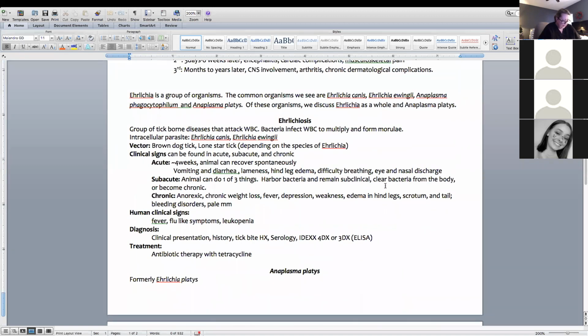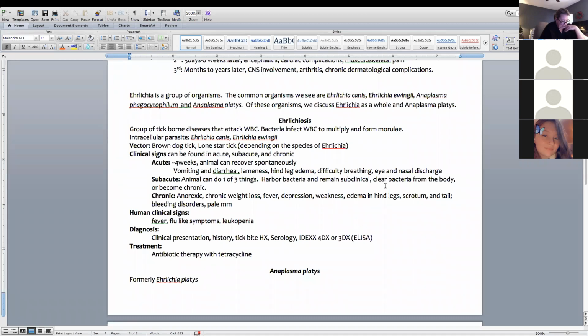So what is a morula? It's an inclusion in a white blood cell. It looks like a solid formed structure. Anytime something's an inclusion, it's inside the cell. Normally in a neutrophil, you have the nucleus and you have cytoplasm. We don't expect to find inclusions, and you could see that solid mass inside that white blood cell.